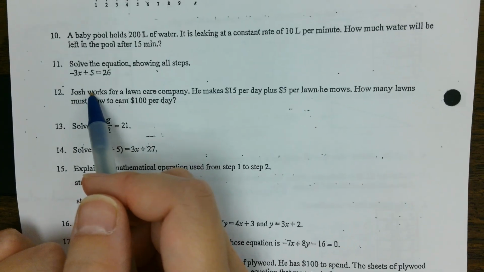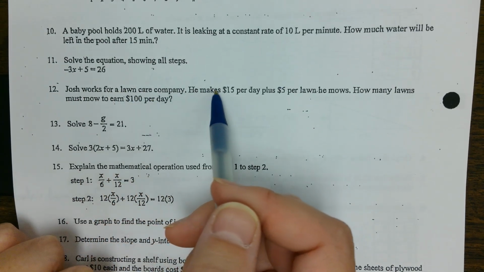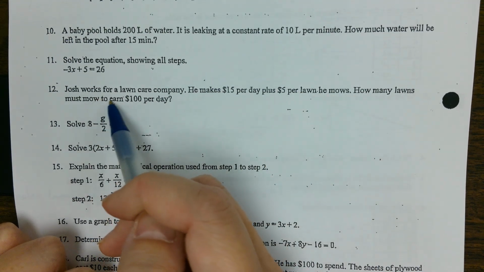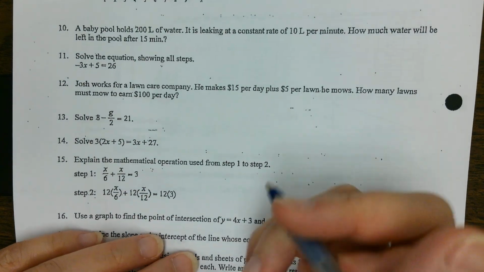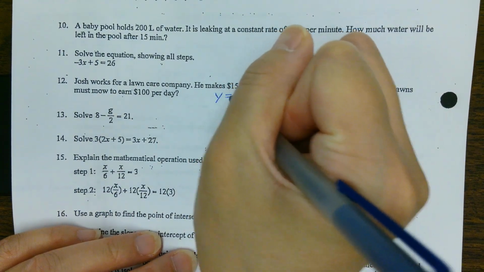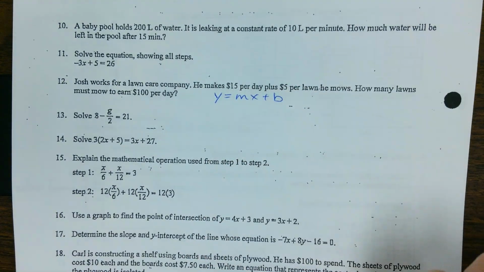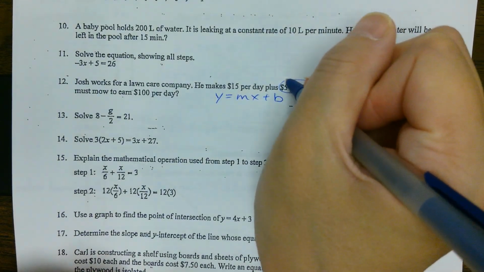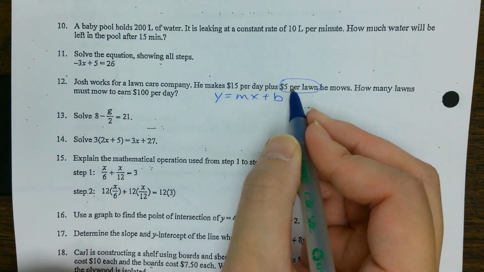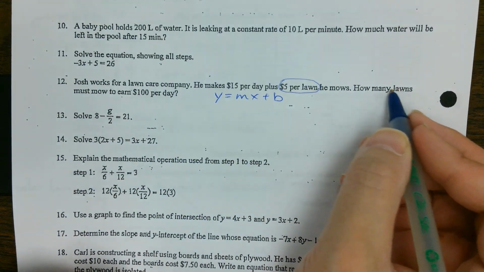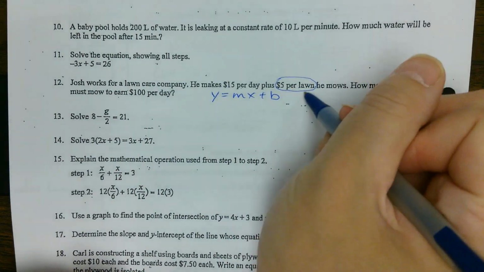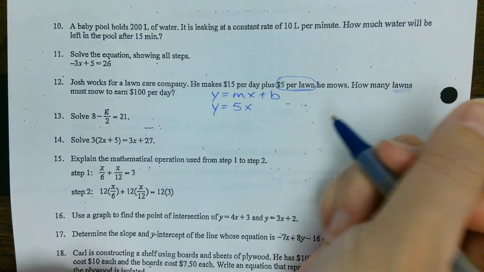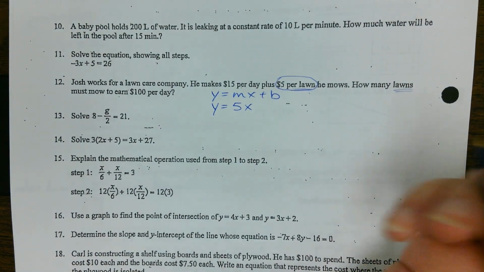Okay, this one. Number 12. Josh works for a lawn care company. He makes $15 per day and $5 per lawn he mows. How many lawns must he mow to earn $100 for the day? So write the equation first. y equals mx plus b. What's his m? $5 per lawn. Yes, I know this is a little tricky in the wording because this is per and this is per as well. But you want to find out how many lawns. So we're focusing on this part. So y equals 5x and his flat rate is the 15.